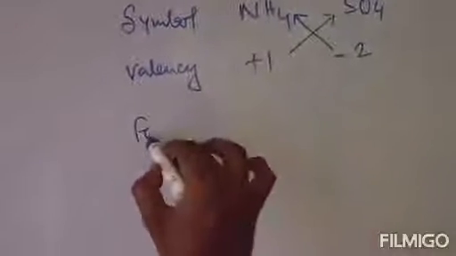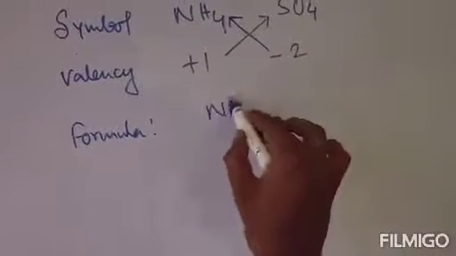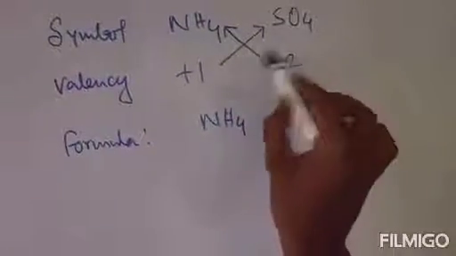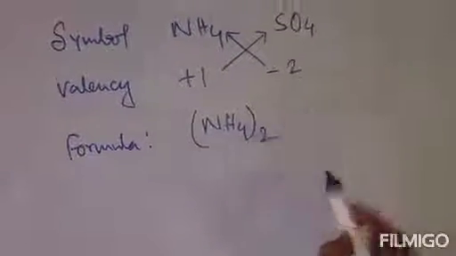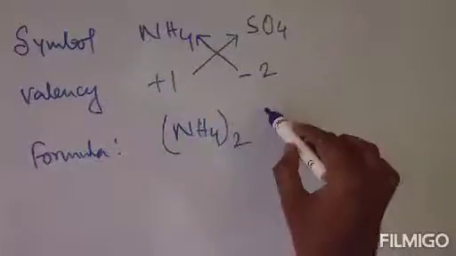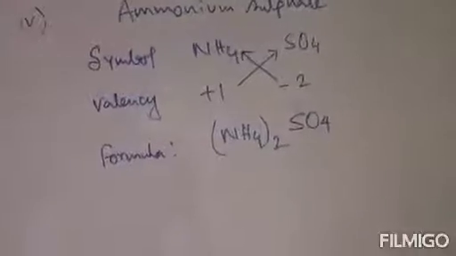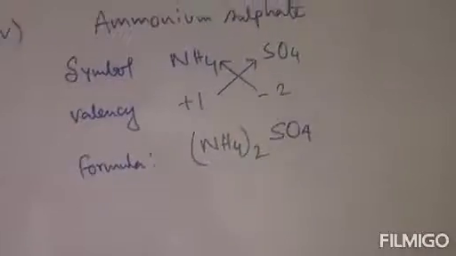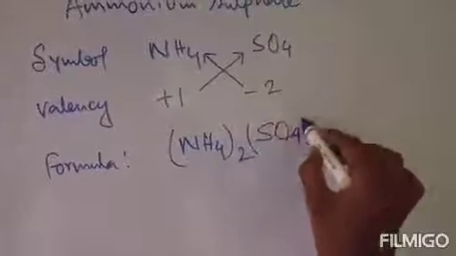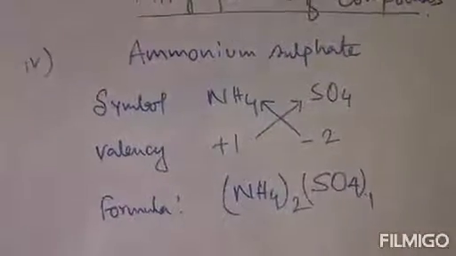So the formula will be: NH4 will take up the valency of sulfate, so 2. That means we will use a bracket and write 2 in the subscript. And SO4 will take up the valency of NH4, so only 1. So the formula will be (NH4)2SO4, because SO4 is taking up the valency of NH4, so you can use a bracket and write 1 here.